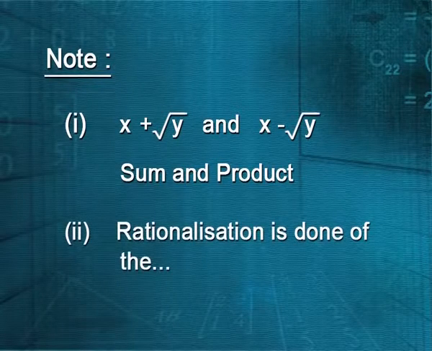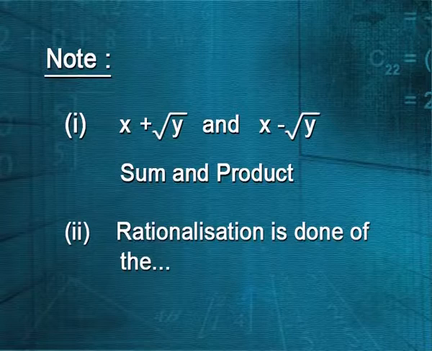So what have you observed? That when you add two conjugate surds or you multiply two conjugate surds, you always get a rational number. And rationalization is done in an expression on their denominator only. In the denominator, we always multiply the denominator by the conjugate of its denominator. And when we multiply the denominator by its conjugate, obviously we will multiply the numerator of the expression also by the same number. Let us see this thing in the given examples.